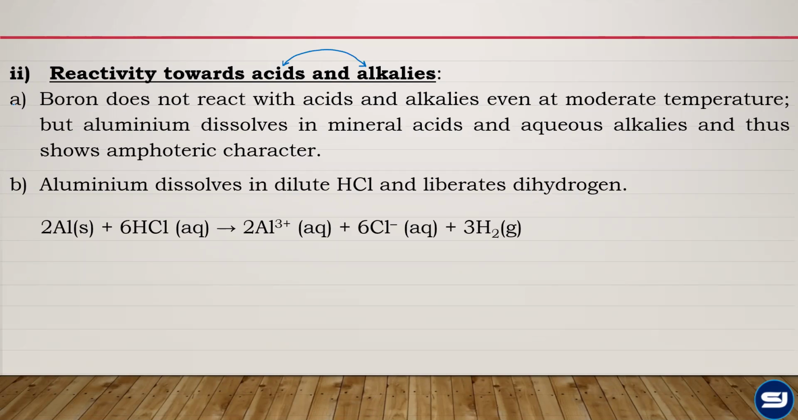So boron does not react with the acids and alkalis even at moderate temperature because of a high crystalline nature of boron. But aluminium dissolves in the acid and aqueous alkalis and thus shows amphoteric character. So acid के साथ aluminium forms the salt and liberates a dihydrogen gas. So again a question which could be formed. When aluminium reacts with the acid, it liberates a gas named dihydrogen. H2 gas release करता है.